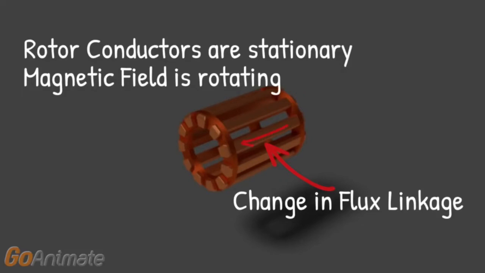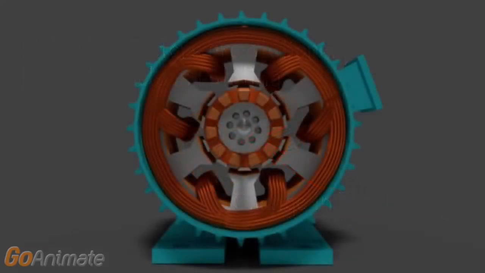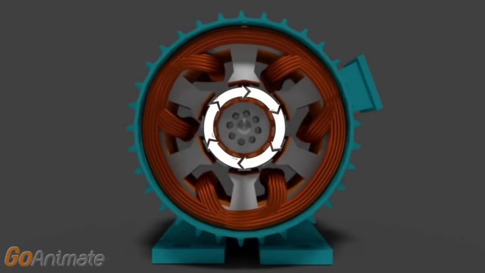Whenever this current starts flowing through the conductor, it reacts with the magnetic field again. As we know, a current carrying conductor inside a magnetic field experiences a mechanical force. Hence here, a mechanical force will be experienced by the rotor conductor. Due to this force, the rotor will start rotating inside the stator, and the rotor will try to achieve the speed of the rotating magnetic field.